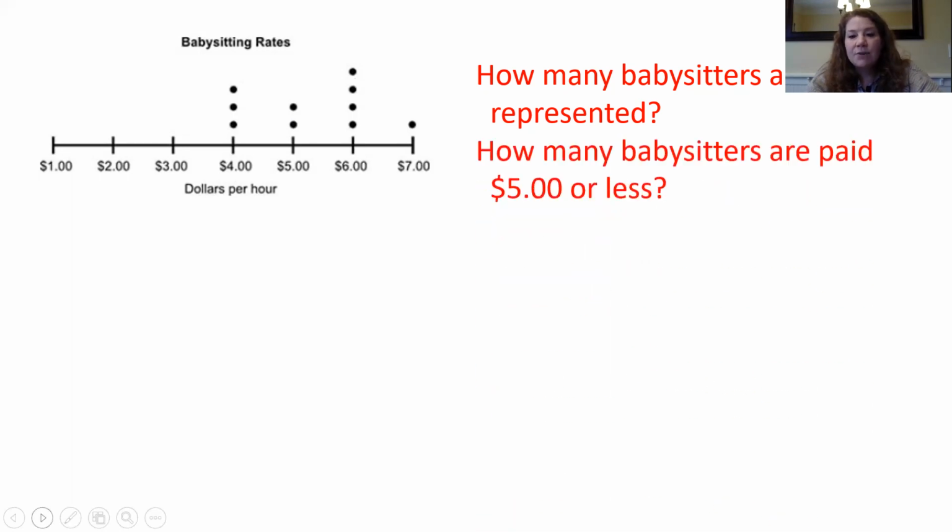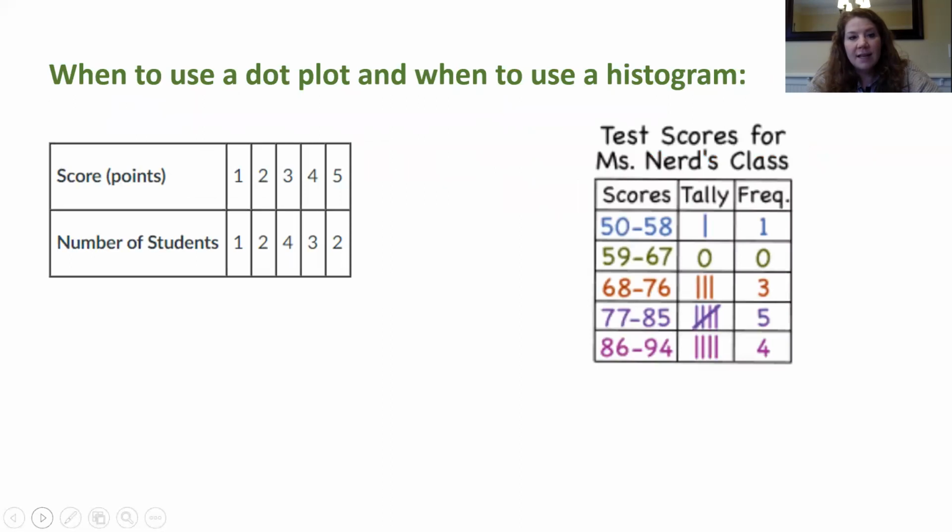How many babysitters are paid $5 or less? Well, 2 are paid $5 and 3 are paid $4. So the total is 5 babysitters are paid $5 or less. All right, so I just wanted to go over a couple of those questions with you. I think that's all I had on that.